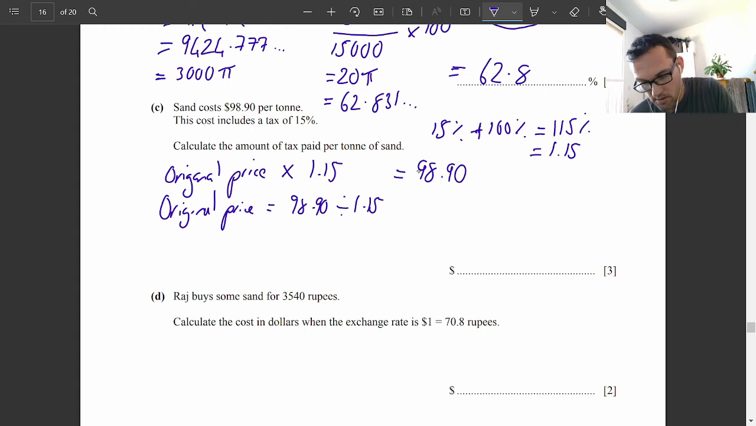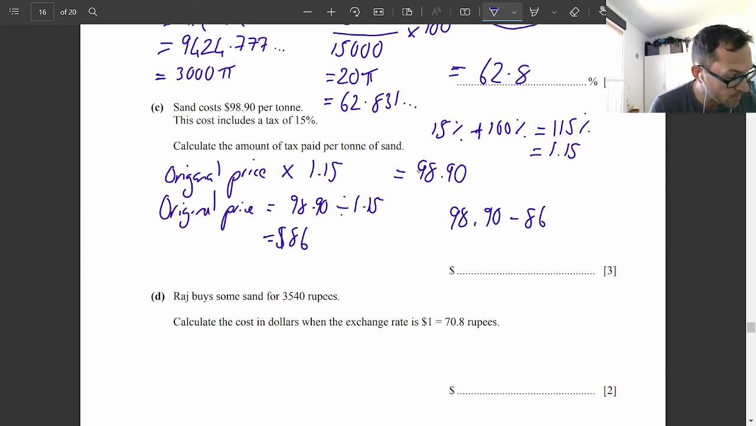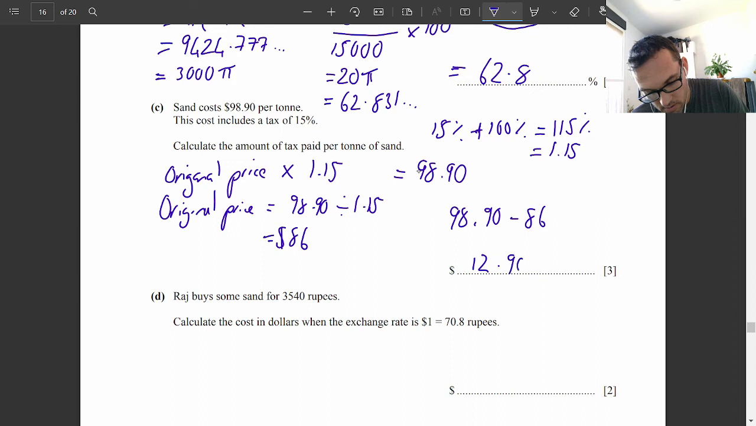$86. So that's what the sand is without the tax. Now the actual question is calculate the amount of tax paid per ton of sand. So the actual amount is 98.90 minus that 86, which is $12.90. That's the actual tax. Goes to the government.